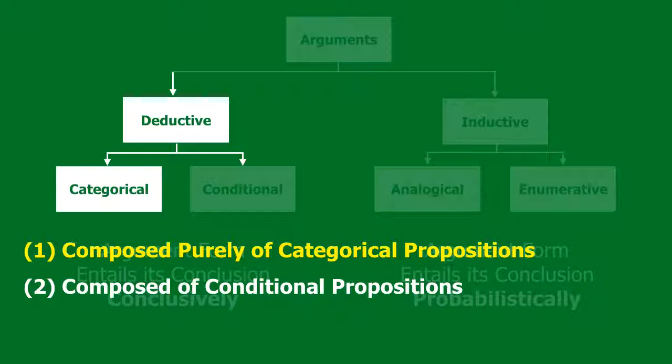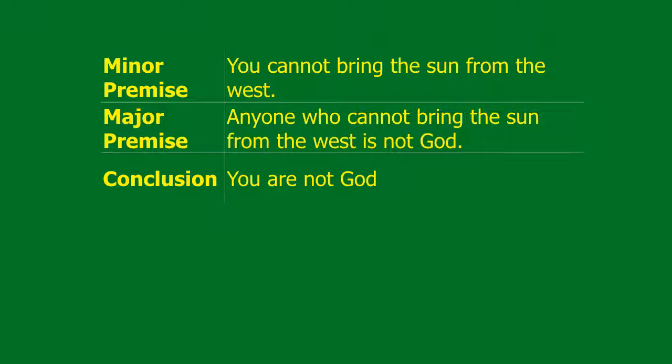Now I'm sure all of these are just big words that you feel are being thrown at you. Let's take a couple of examples and the big words will become clearer. So here's an example of a categorical syllogism that is composed of categorical propositions. Let's put aside the terms minor premise, major premise, and conclusion for now. We'll return to them shortly in this lesson. Let's focus on the argument.